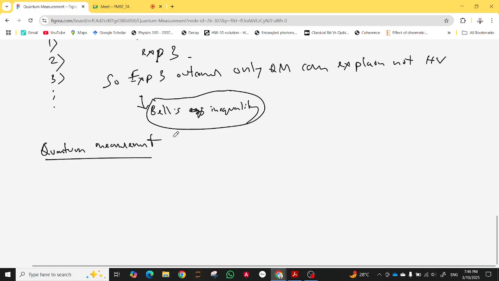Whenever you do measurement, there is some measurement device. You measure something with some device. Suppose you measure voltage, you have a multimeter or something. In quantum mechanics also you have some device. What are the devices you have? Suppose this is your wave function psi and you are measuring the polarization.